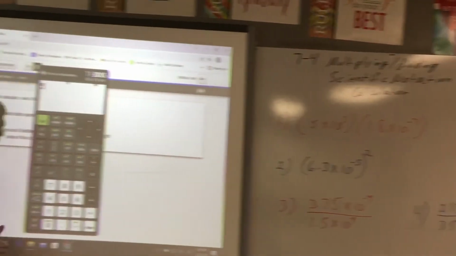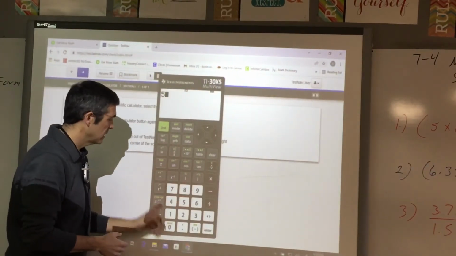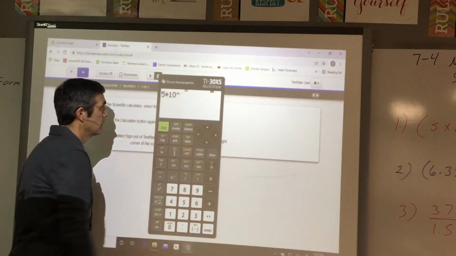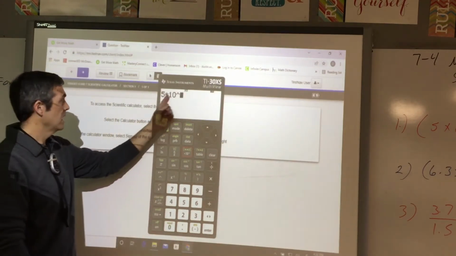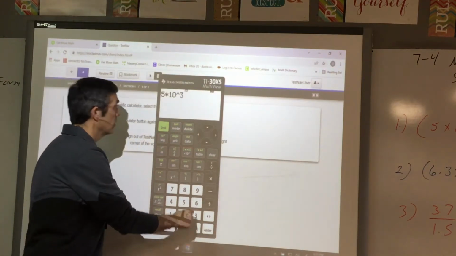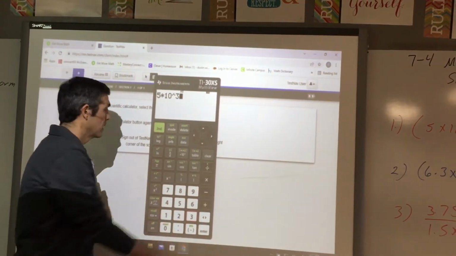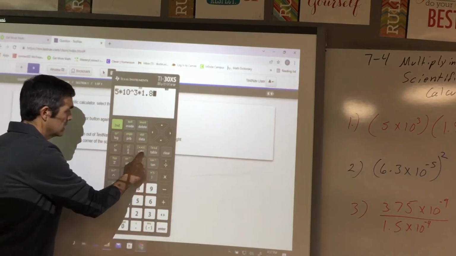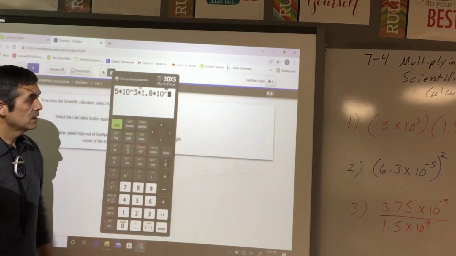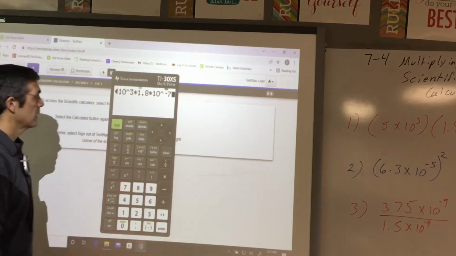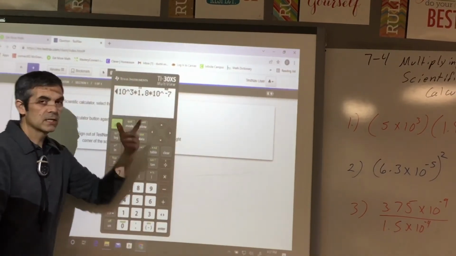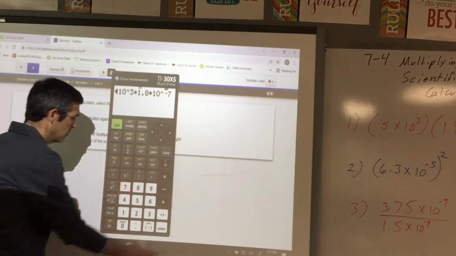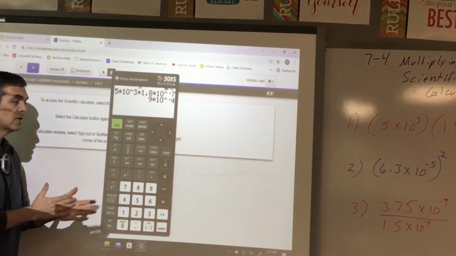Okay, 5. Now you could put times 10 and raise it to the power, but on our calculator, it has this neat little x 10 to the n key, and it puts it up there for us. Times 10 raised to the third power. Times 1.8, x 10 to the n, times 10 to the negative 7. You're getting this little display because we're in classic mode, not in math print mode. That's the difference between classic and math print. And when I hit enter, I get 9 times 10 raised to the negative 4th.